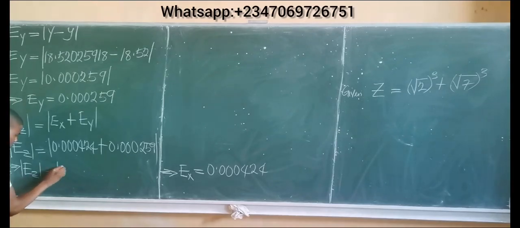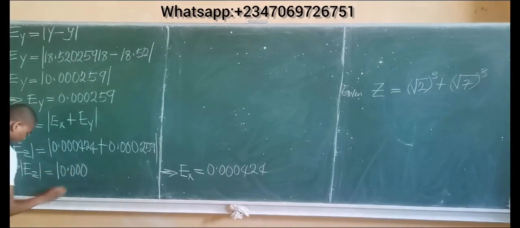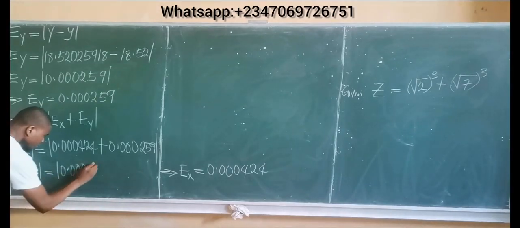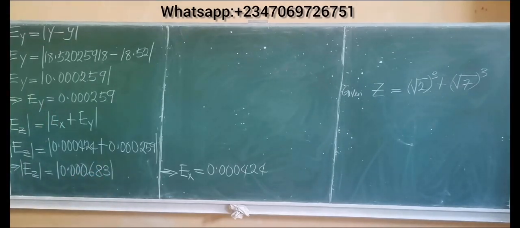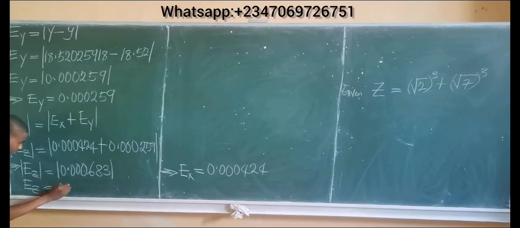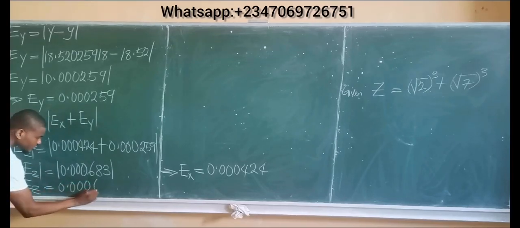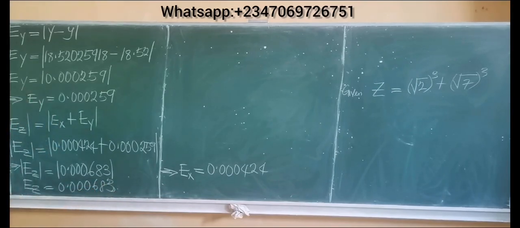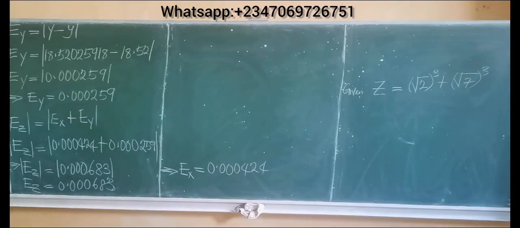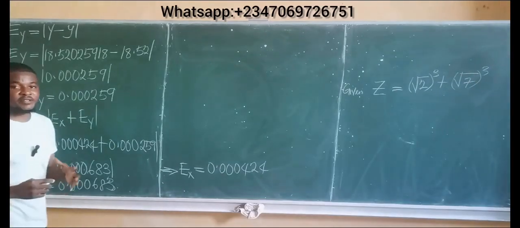This gives us 0.000683. Okay, so approximately the error in z also remains, because the modulus of this value still remains this value. We have 0.000683. All right, so this becomes the modulus of the error in z. So this is the value of the error in z.